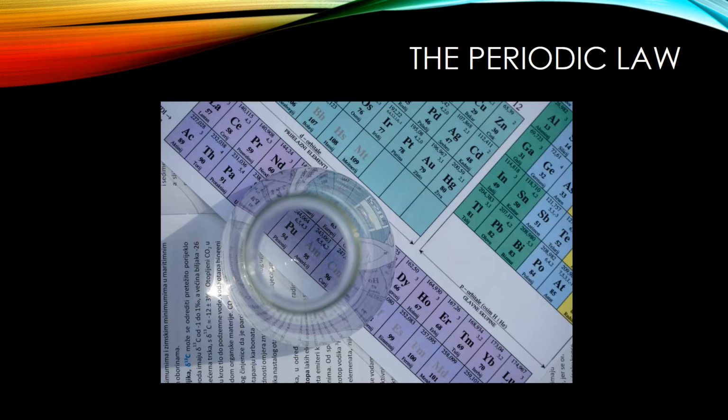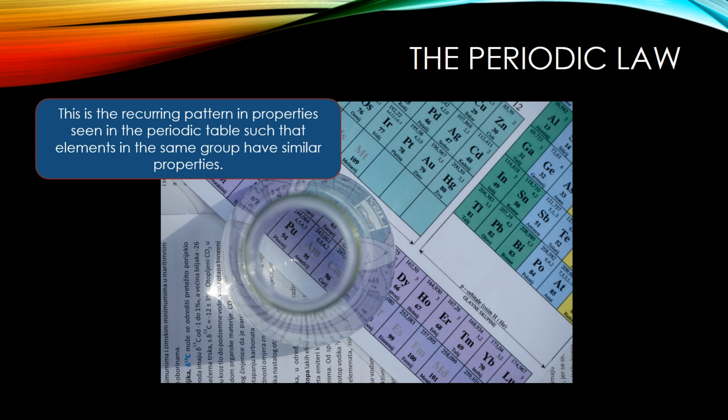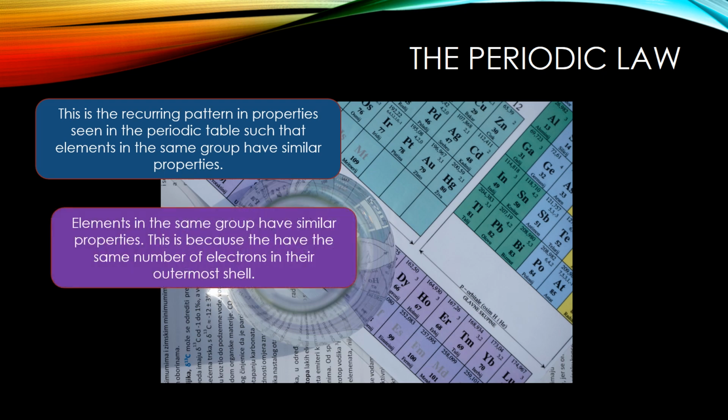The periodic law. The periodic law talks about the recurring pattern in properties seen in the periodic table. This recurring pattern is such that members of the same group have similar properties. They exhibit these properties because the number of electrons in the outermost shell is the same for members of the same group.